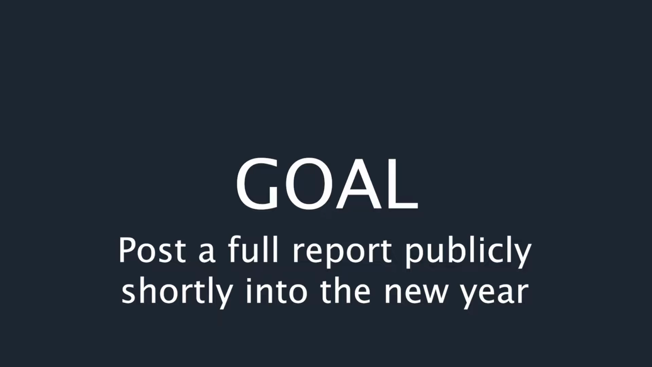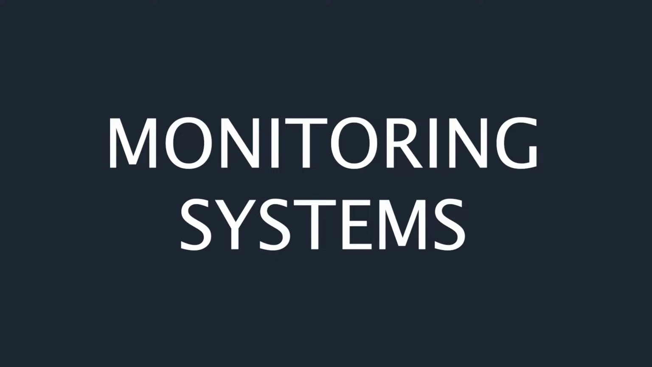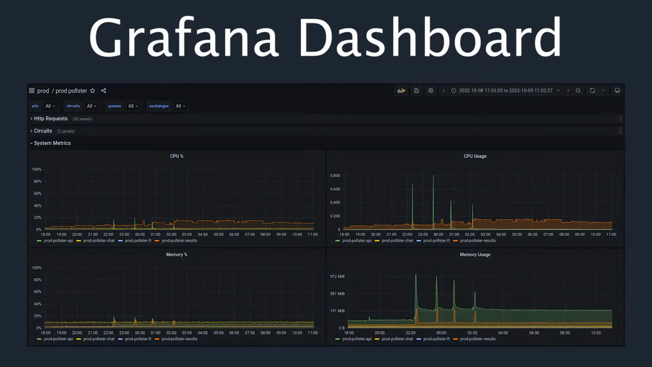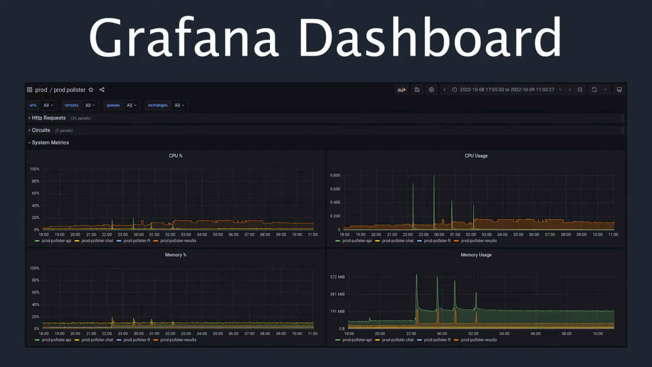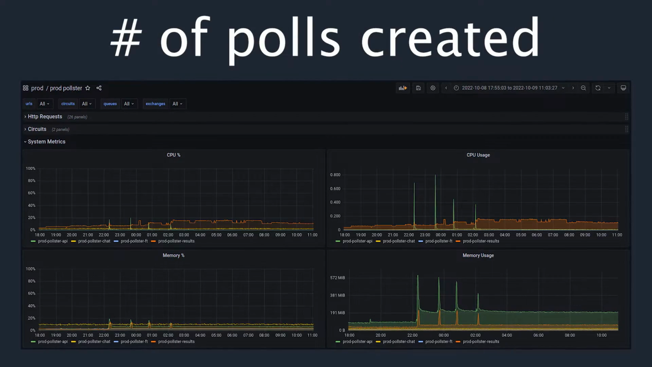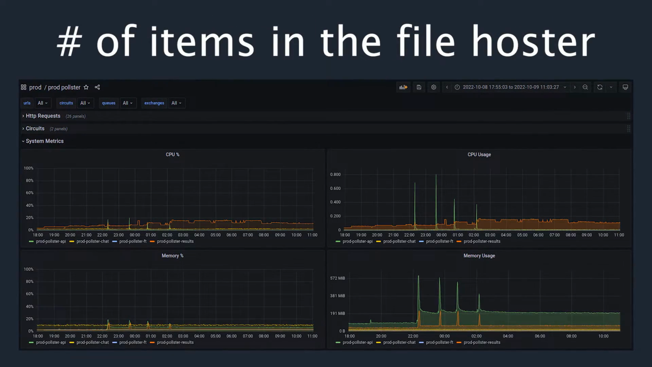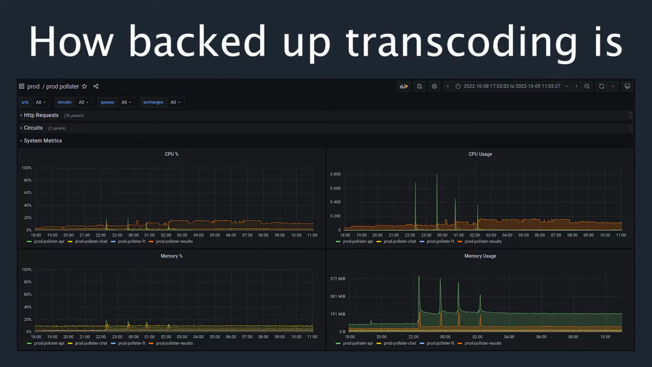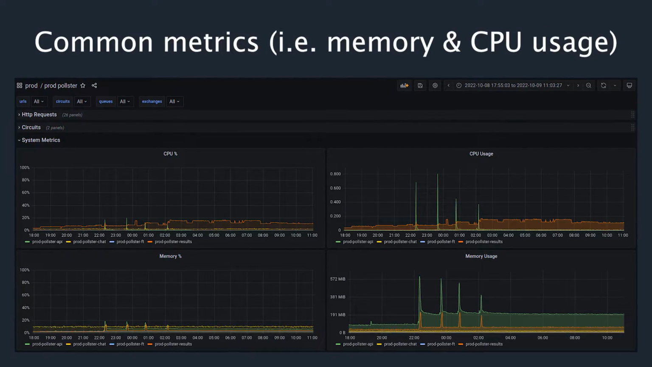We also did some really important work on monitoring our systems. Every service now has a Grafana dashboard automatically generated for it that we can use to track the really important metrics. With this, we will be able to keep tabs on things like the number of polls created, or the number of items in our file hoster, or how backed up transcoding is, as well as a series of common metrics like memory and CPU usage.